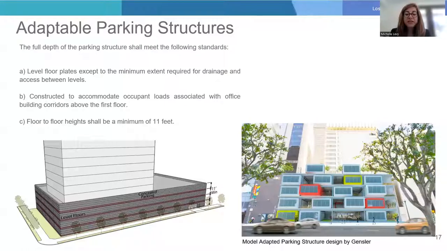The next thing is that the structure should be designed to accommodate occupant loads associated with office building corridors above the first floor. What this does is it ensures that the stairs and corridors are properly placed to meet egress requirements for fire and life safety, so that the entire building doesn't need to be retrofitted to make it adaptable. And lastly, floor-to-floor heights have to be a minimum of 11 feet. This is to ensure a finished ceiling height of 9 feet in new inhabited spaces after the conversion. So again, designing with this future conversion in mind and with these simple tools and interventions, we think that this will make it easier and also educate property owners on how this can be done.